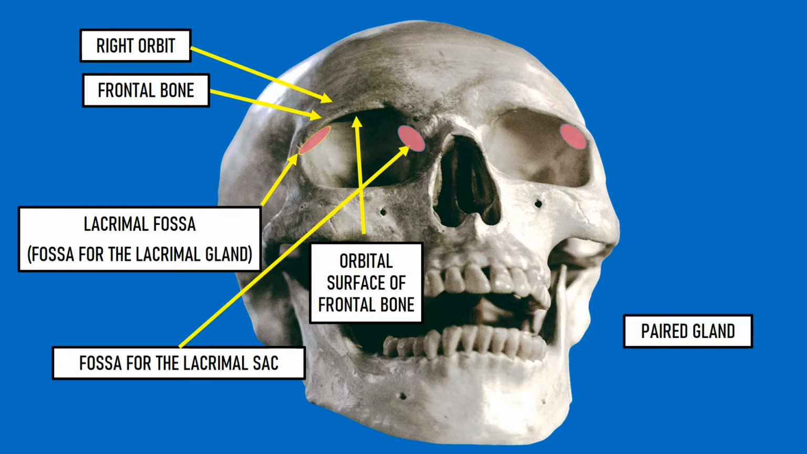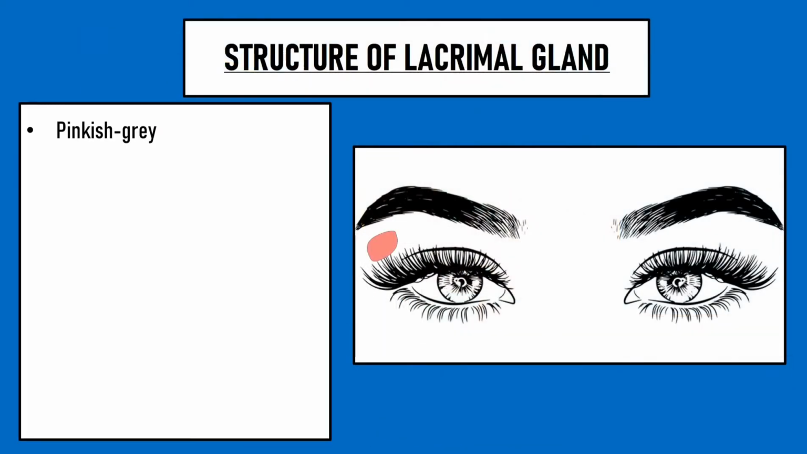Lacrimal gland is a paired gland, which means that one gland is present in each eye. Lacrimal gland is not a palpable gland. You cannot feel it from the outside on palpation. It is a pinkish grey structure. It is an almond-shaped gland. It measures 20 mm by 12 mm. 20 mm is the length and 12 mm is the breadth.